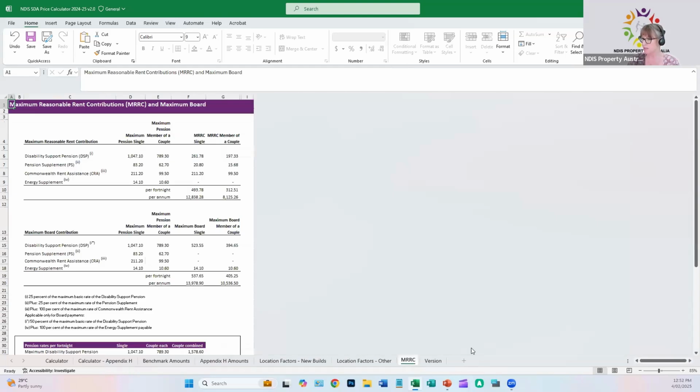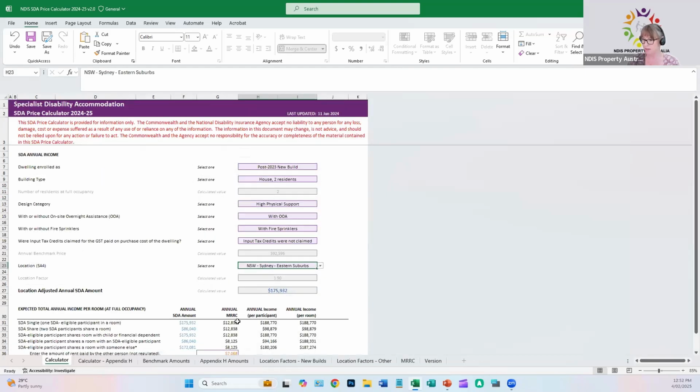If you also want to understand again what MRRC is, as you can see, it's made up predominantly of the disability support pension and the Commonwealth rent assistance. And this figure, 12,838, go back to the calculator, sits there, 12,838. That is the same amount every single participant is required to pay. Every SDA participant in Australia should be paying that amount. So that can always be calculated into the total income received. So 175 SDA plus 12,838, 188. So that's how the calculator works.